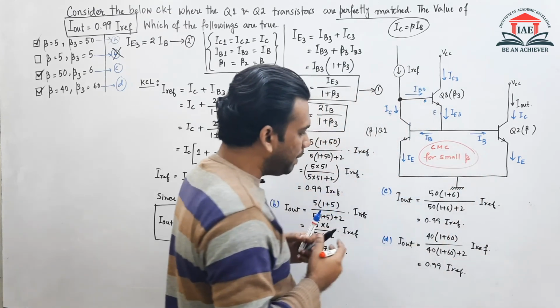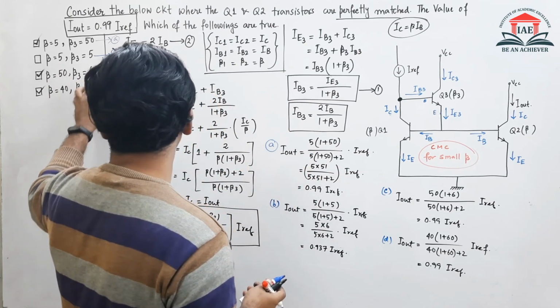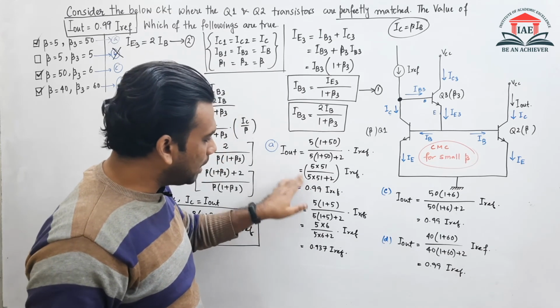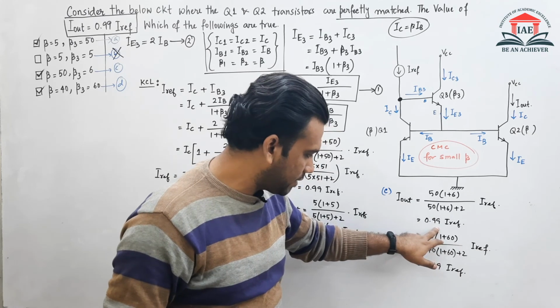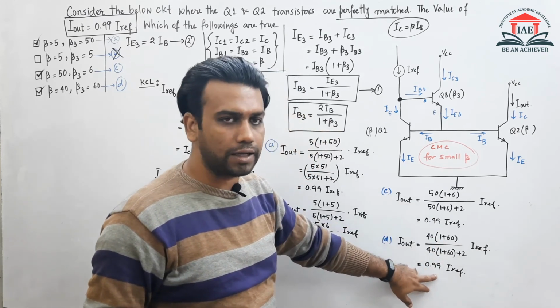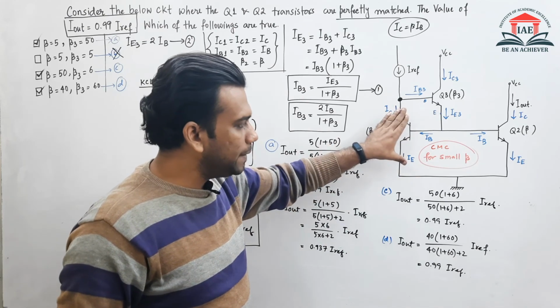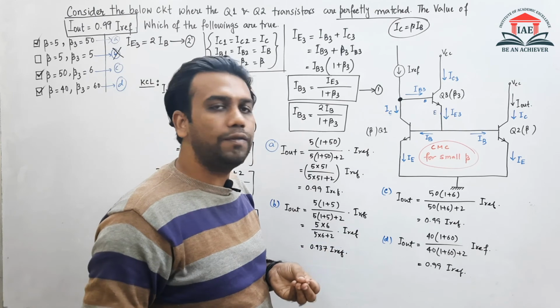स्मॉल बीटा के लिए मेरा देखिए बीटा कितना स्मॉल है, 5 है, 50 है, 6 है, फिर भी आपका जो आई आउट करंट है, आई आउट करंट नियरली इक्वल्स टू आई रेफरेंस करंट हो रहा है. पहले ये नहीं होता था. सो दिस सर्किट or the current mirror circuit is the modified current mirror circuit for the small value of beta.